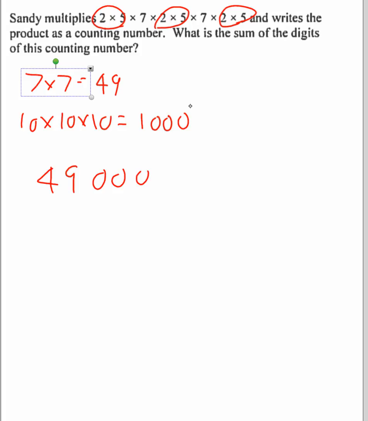But really, 1,000 times 49, you're just going to get 49,000, right? So this number doesn't actually impact the sum of the digits in any way. So really, the sum of the digits is just 4 plus 9, which is 13. So that's the answer to the first question. Again, I think some of the language might have messed some of you up.